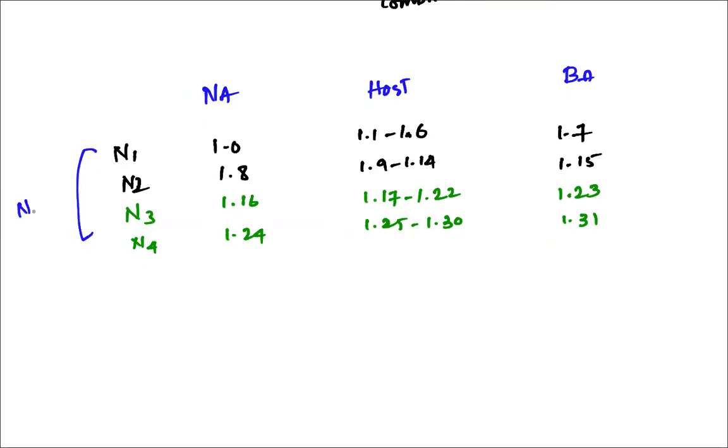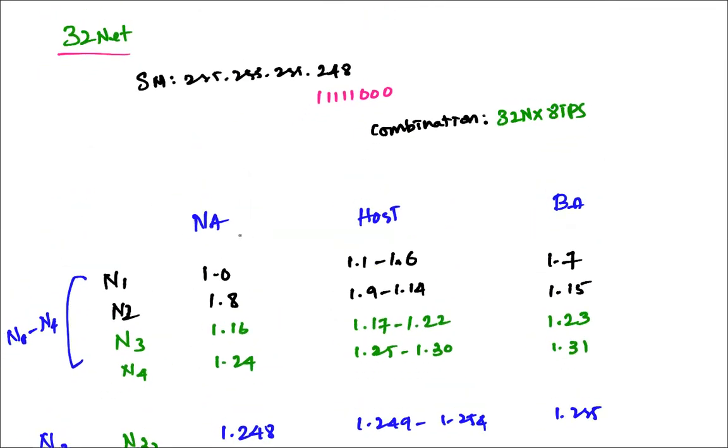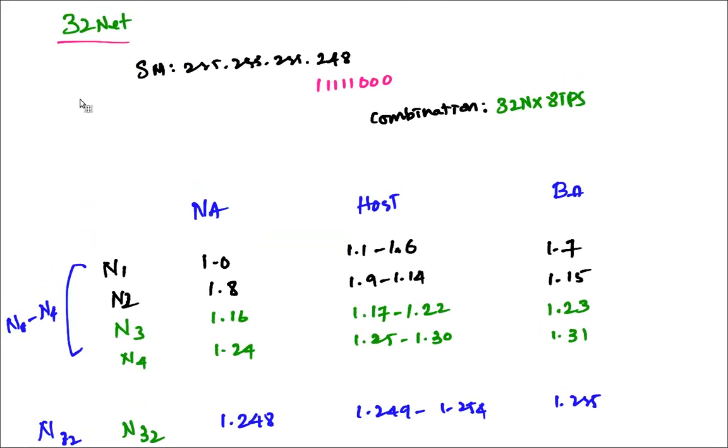Network number 1 to 4 we wrote. Okay, we'll write the last network. What is the last network? Network number 32. Okay, what is network number 32? It's going to be 1.248 to 1.255 and 1.249 to 1.254. Yes. Okay, so finally we are done with this also. Right, so 32 networks is also done.